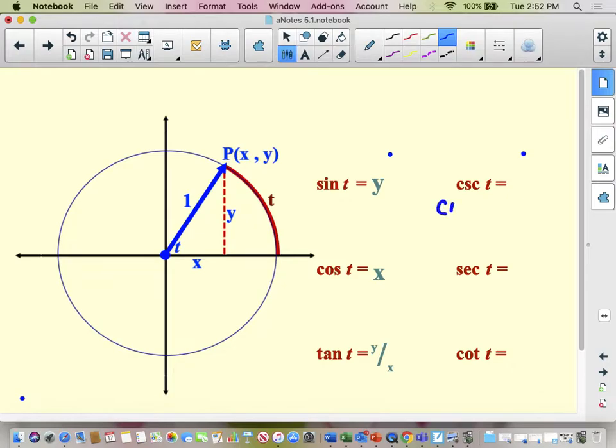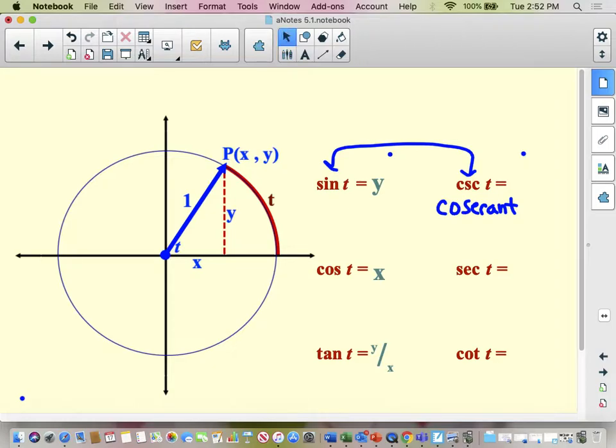Cosecant, depending on your previous math class, your exposure to these will vary. That's how you read CSC, cosecant, which is always the reciprocal of sine. Okay, so these are reciprocals of one another. So if you know the sine is y, you know the cosecant is 1 divided by y, reciprocals.